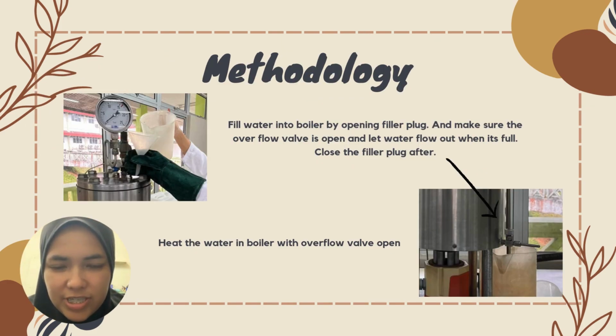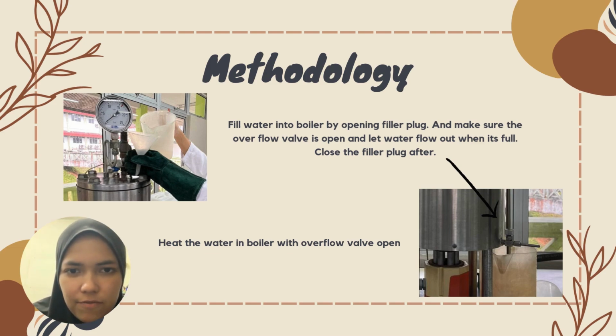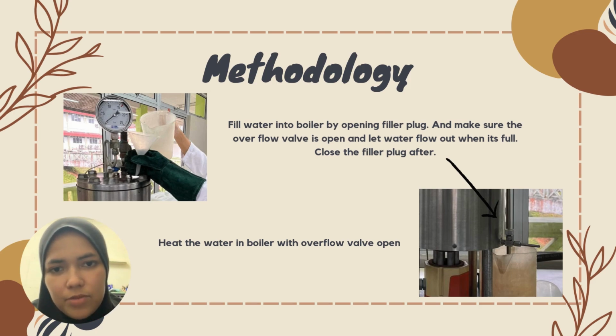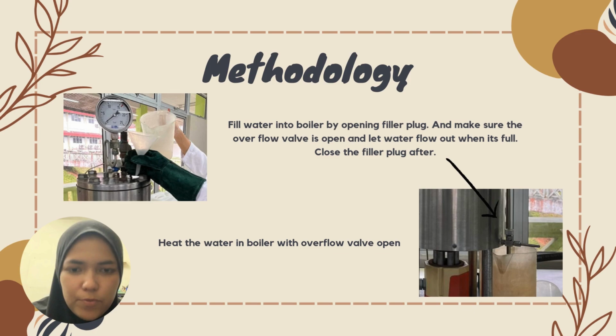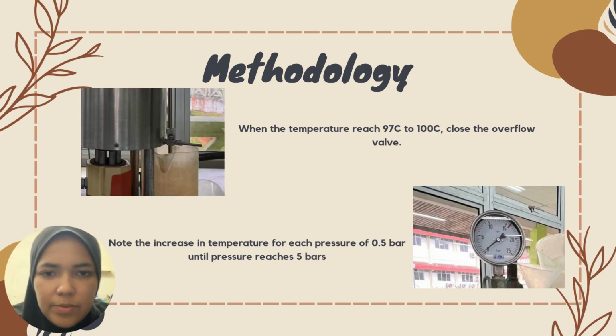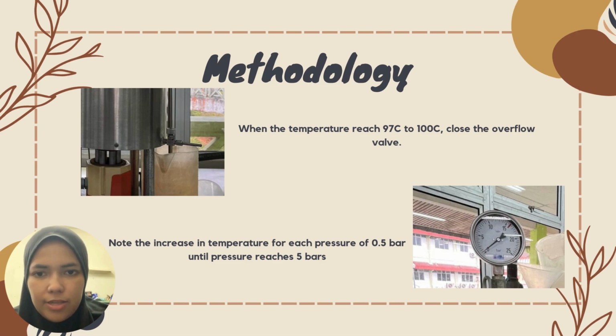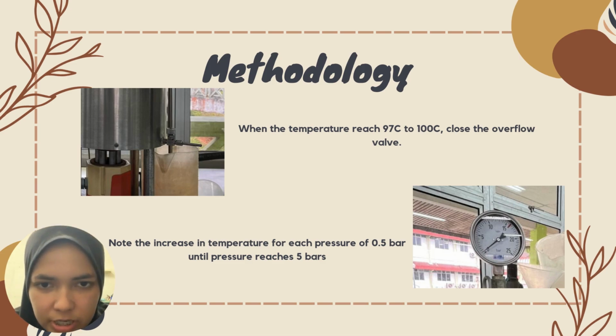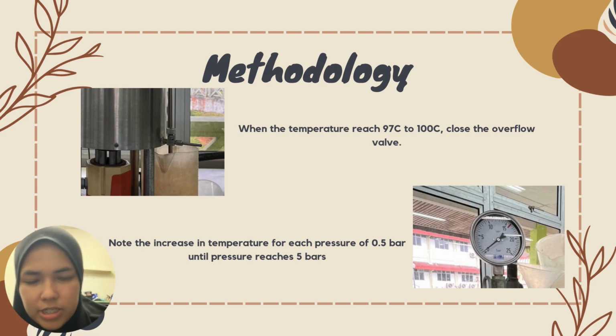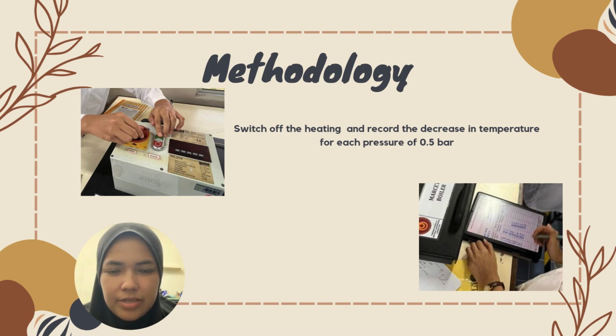Okay, so for the methodology, first we need to fill water into the boiler by opening the filler plug and make sure the overflow valve is open and let the water flow out when it's full. After that, we should close the filler plug and then heat the water in the boiler with the overflow valve open. When the temperature reaches 97 degrees C to 100 degrees C, close the overflow valve and then note the increase in temperature for each pressure of 0.5 bar until pressure reaches 5 bar. Switch off the heating and record the decrease in temperature for each pressure of 0.5 bar.